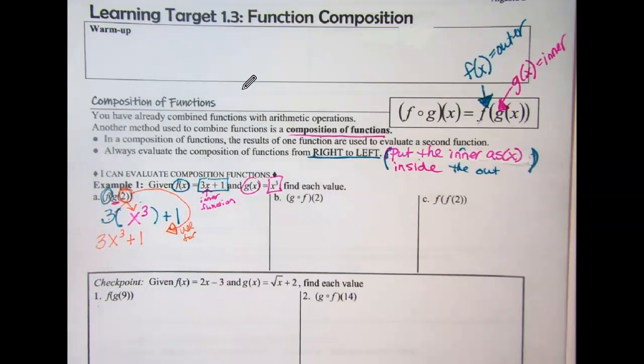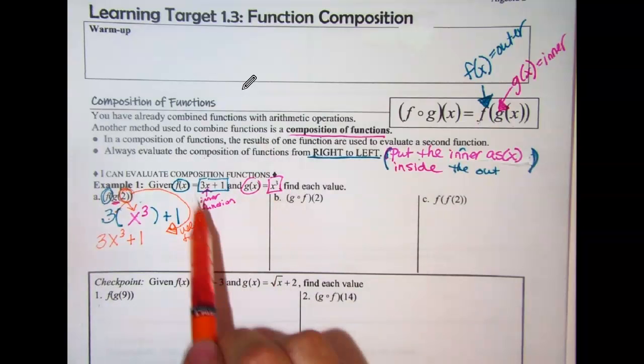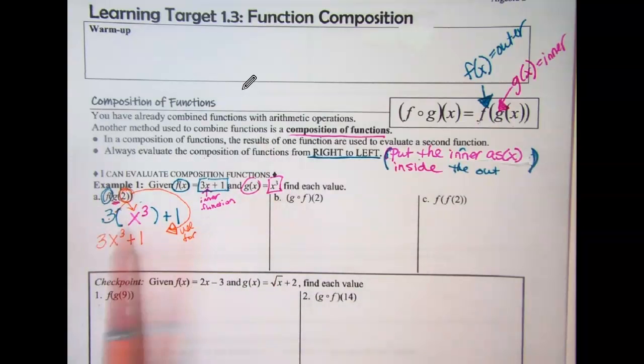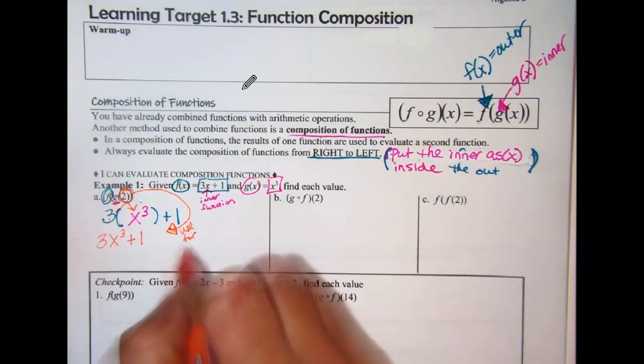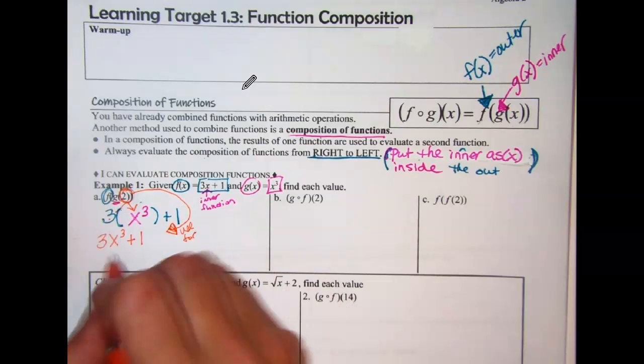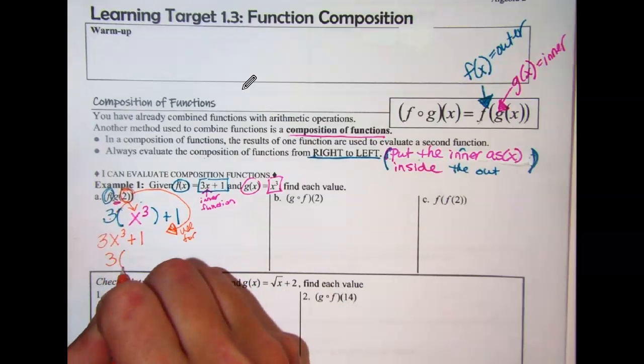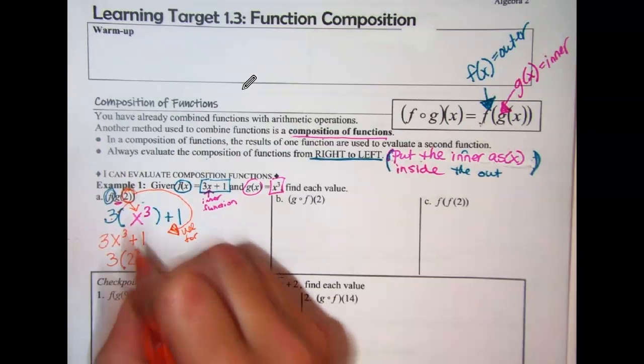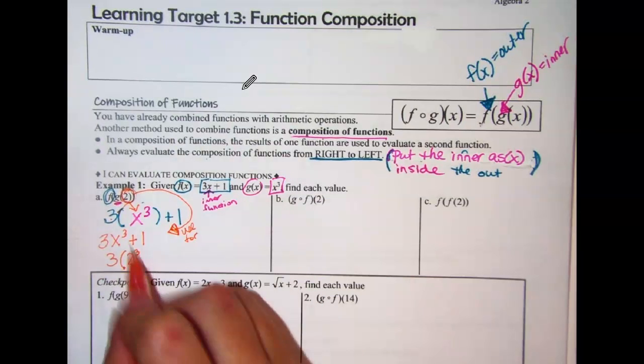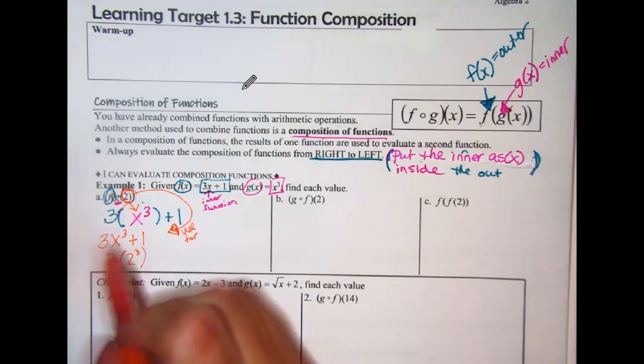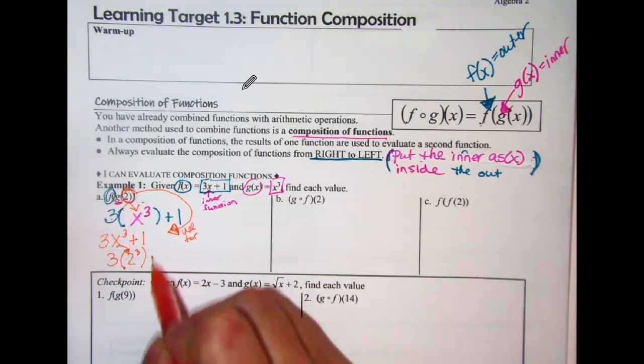So once I combined, I put my inner function into my outer function and just combined them. I looked for any combining like terms, and then I have a function I'm left with, and I'm just going to use the number for that. So it becomes 3 times 2 to the third, because that's the number we're going to use, and then I close the parenthesis, because I just plugged that in for my x, plus 1.